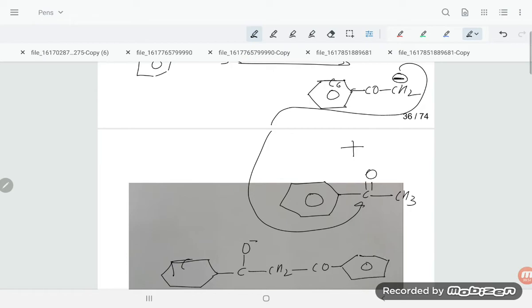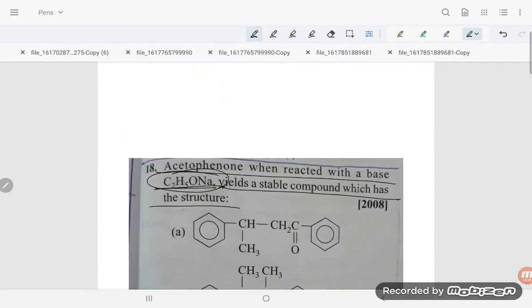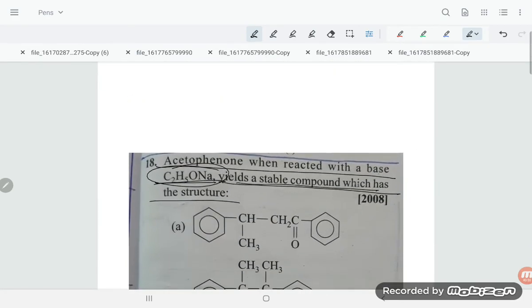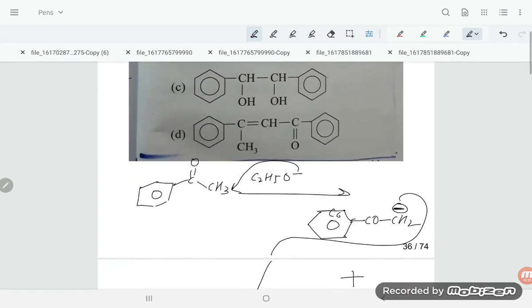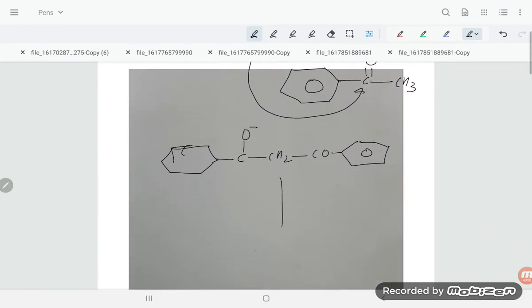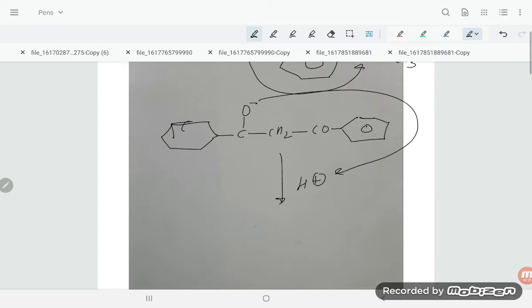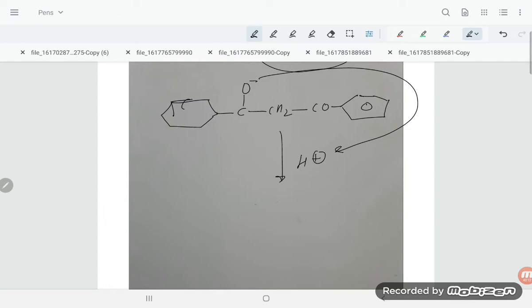Now with base it yields the suitable compound. So if you are taking the H plus from the water, what compound will it be, student? So here the product will be like that. Here hydrogen is already there, CH, and here will be OH, in the center CH2, and this is CO, and this will be the benzene ring, student.